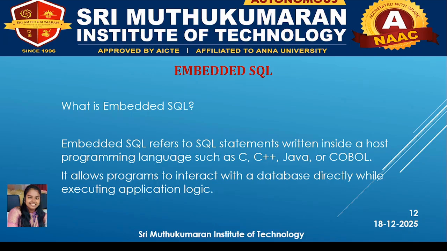And then we can also see transactions and ACID properties, which ensure data consistency. Here we'll be seeing atomicity, consistency, isolation and durability. And then at last we can see constraints. You can learn about primary key, foreign key, unique, check and not null. And then we are moving on to embedded SQL.